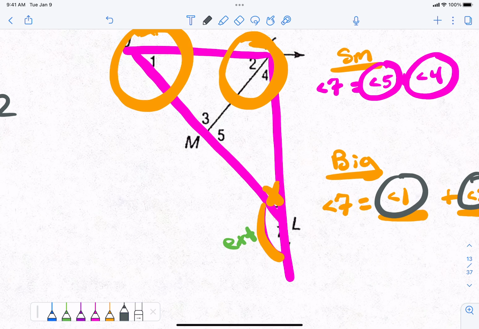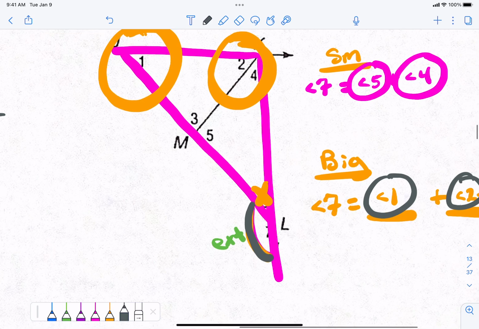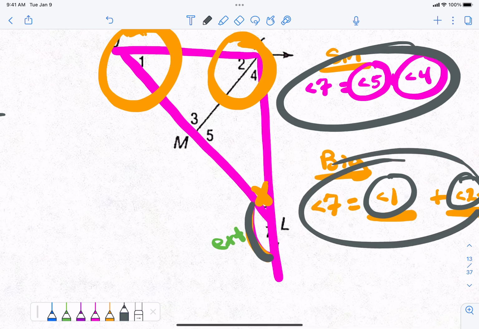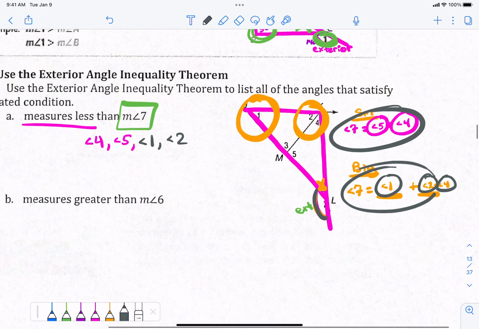Now, don't go by what it looks like. I get that angle 7 looks like a really big angle and he looks like he's bigger than angle 3, but don't go by what he looks like. We're only looking at this inequality going on here, and what has to be bigger and what has to be smaller, okay? So we just use one angle plus one angle equals that, and then we find out which ones are supposed to be less than. Alright, now we're going to do measures that are greater than angle 6.